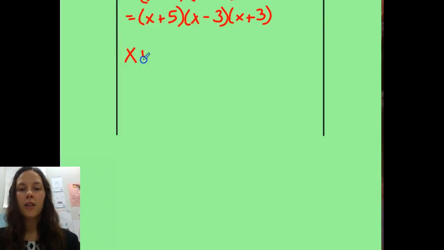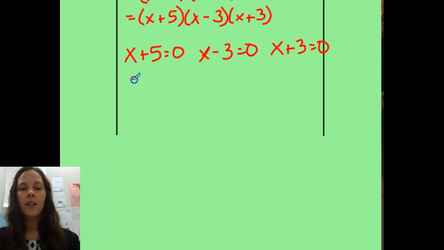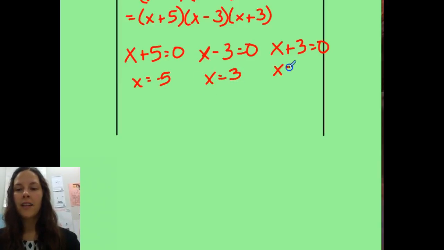Setting each of those binomials equal to 0, remember that comes from setting the function itself equal to 0. The y value is 0. We're looking for those x-intercepts where a graph crosses the x-axis. So we have zeros of negative 5, positive 3, and negative 3.